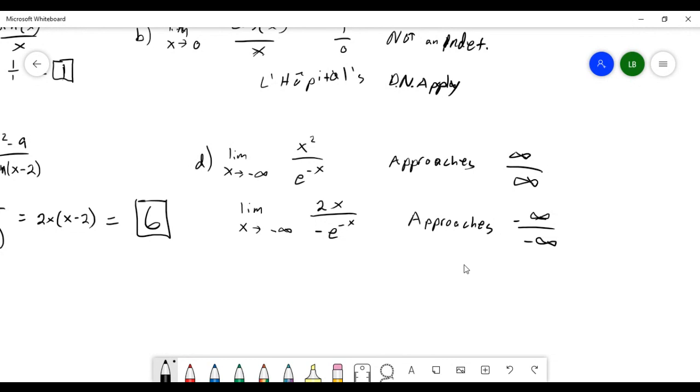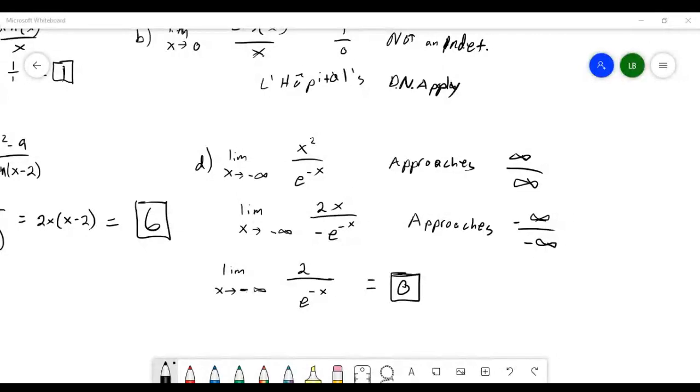We can go ahead and use L'Hopital's again. The derivative of 2x is just 2 over the derivative of negative e to the negative x, which is e to the negative x. And if we plug in a value approaching negative infinity, this is 0. So 0 is our answer. Make sense? Cool, cool.